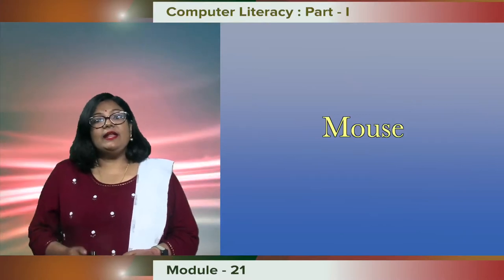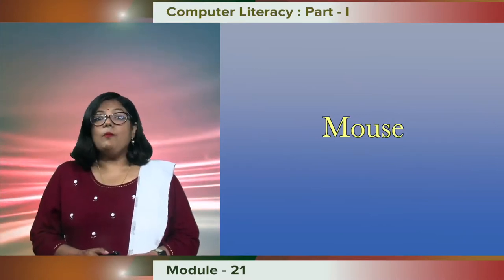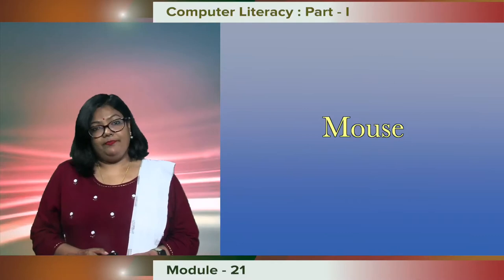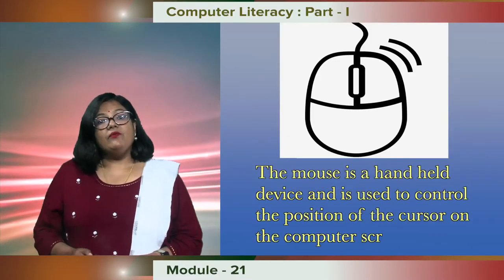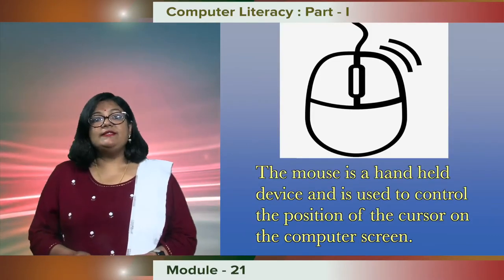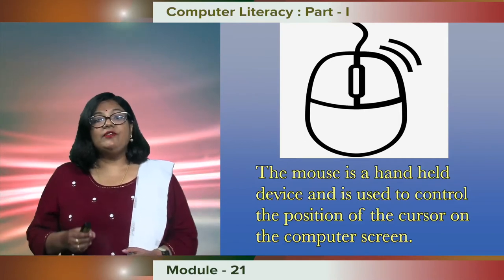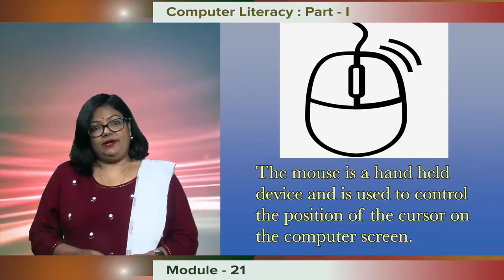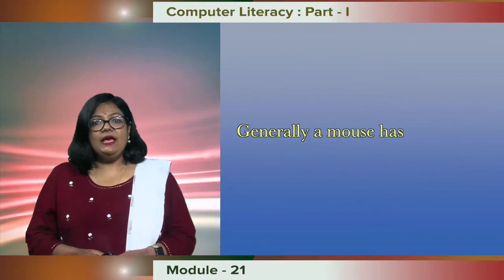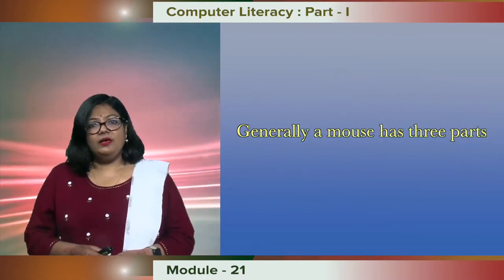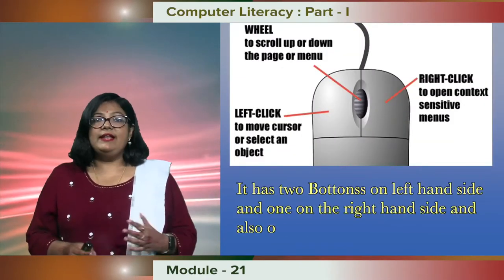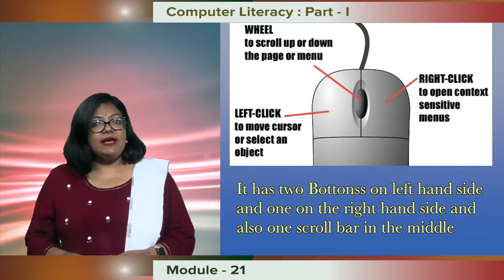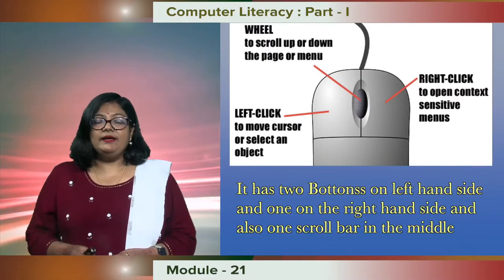Next, let us look at another input device that is commonly used, which is the mouse. The mouse is a handheld device which is used to control the position of the cursor on the computer screen. Generally, a mouse has 3 parts. It has 2 buttons, one on the left hand side and one on the right hand side, and also one scroll bar in the middle.